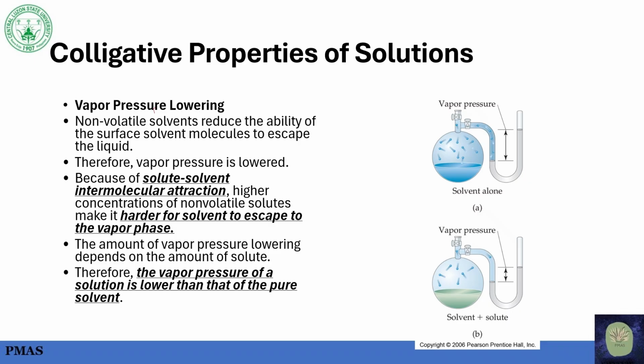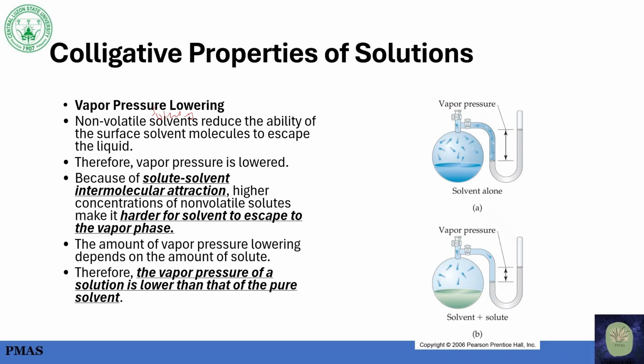non-volatile solutes reduce the ability of the surface solvent molecules to escape the liquid. Therefore, vapor pressure is lowered. For example, here in this image, the vapor pressure in the pure solvent, or the solvent alone, is higher as compared to the solvent plus solute, since the solute prevents the escape of the liquid into gas.